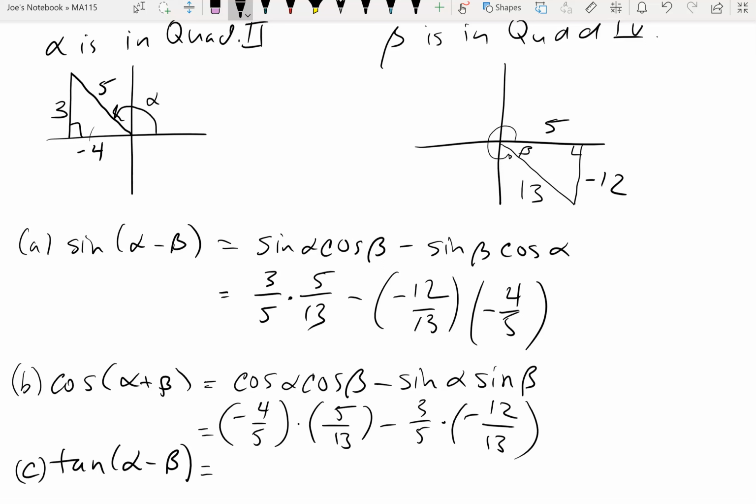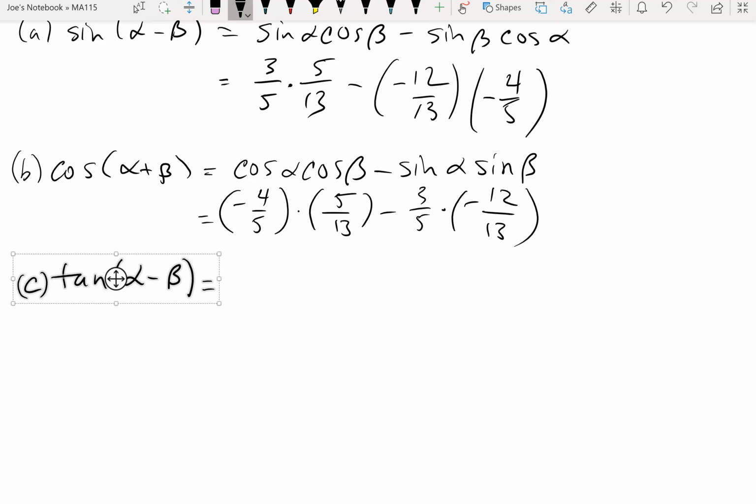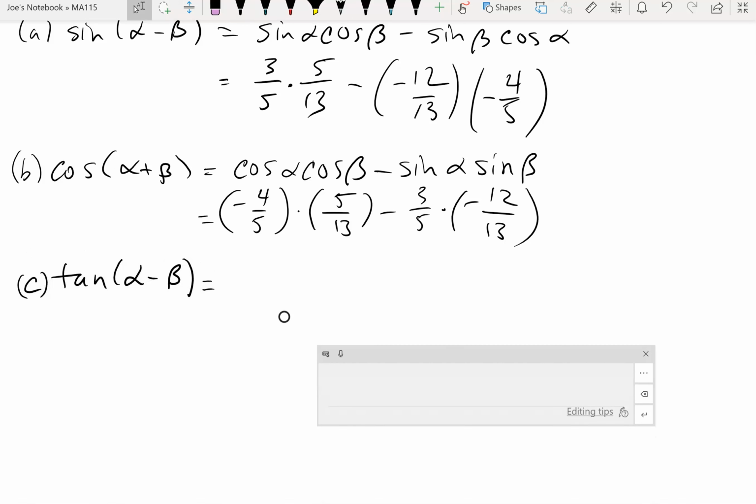I'm just filling in the values from the triangles. Anybody have any questions about where those values from the triangles came from? All right. So tangent of alpha minus beta. Let me move this down a little bit. So for tangent of alpha minus beta, what do we get?